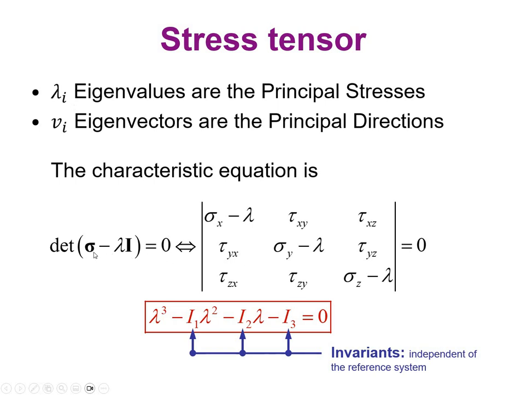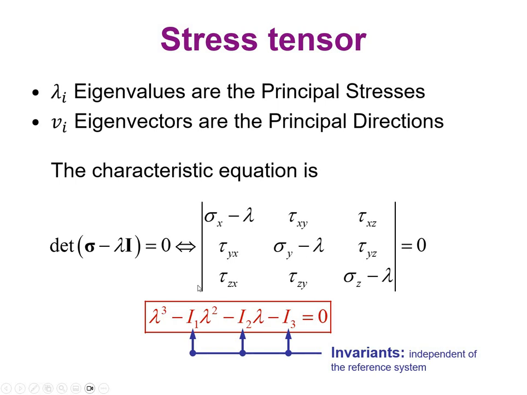So from this expression of the determinant of this matrix, you can find this equation that is called the characteristic equation. This characteristic equation is a cubic equation, so it has 3 roots. The 3 roots are the eigenvalues and correspond to the principal stresses. And the 3 eigenvectors of this matrix in here are the principal directions of the stress tensor in this case.